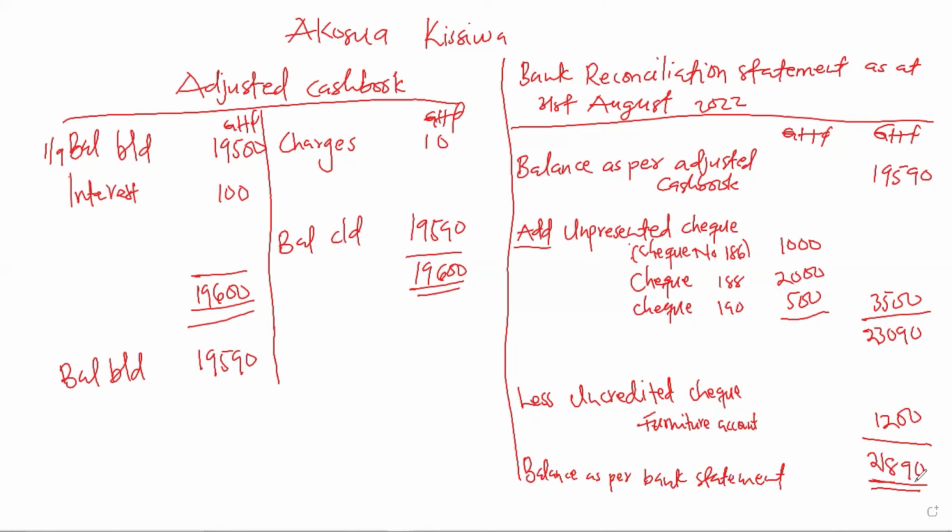So when you are given a question on cash book and bank reconciliation statement, where you have the cash book and the bank statement, this is how you go about it. Very, very easy.